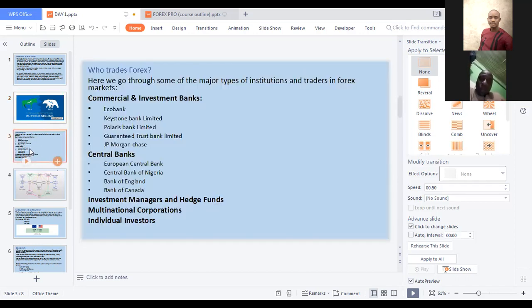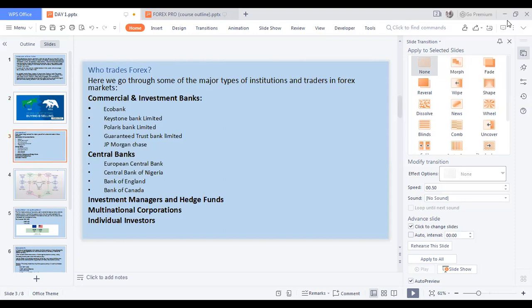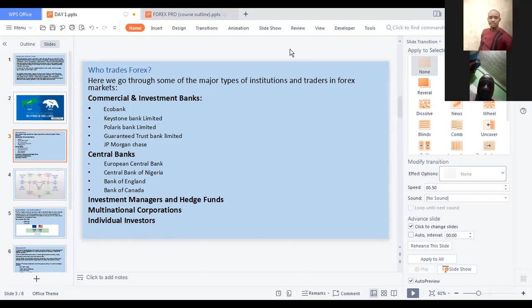My next slide. Who trades this business? Have you ever sat down and asked yourself, who trades this business? Number one, the central banks are the major body of this business. Examples of central banks are Central Bank of Nigeria, European Central Bank, Bank of England, Bank of Canada, Bank of Japan, and so on and so forth. All these banks trade this business.